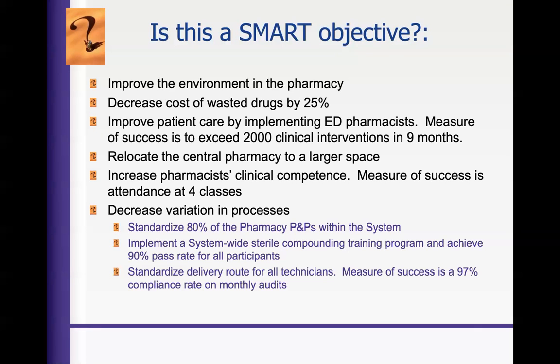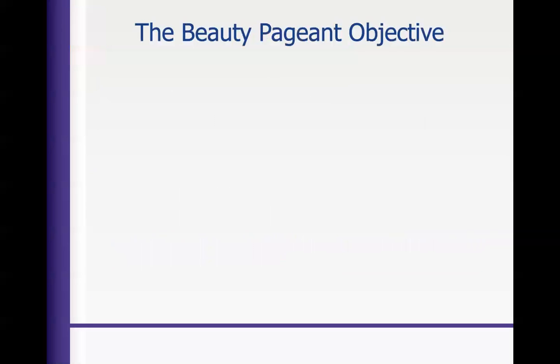There's a SMART objective. Standardize delivery routes for all technicians. Measure success as a 97% compliance rate on monthly audits. There's a SMART objective. Pharmacy will be actively involved in an ACO in 5 years. That is a goal, but it is not an objective, though it has a time frame.